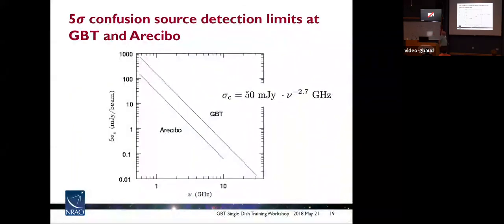And if you look at it this way, for the GBT, the bigger your dish, the lower your confusion limit, because the beam is smaller. And so this is confusion noise for the GBT. It's 50 millijanskys, and the power law is minus 2.7.